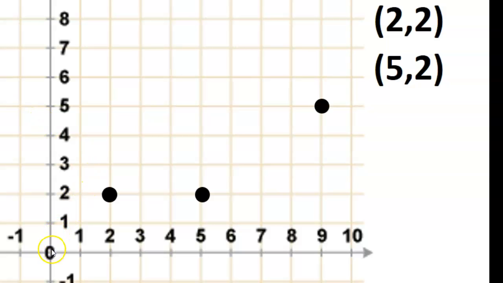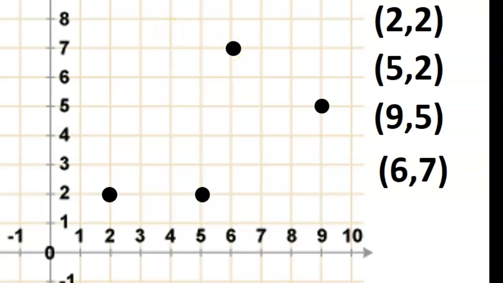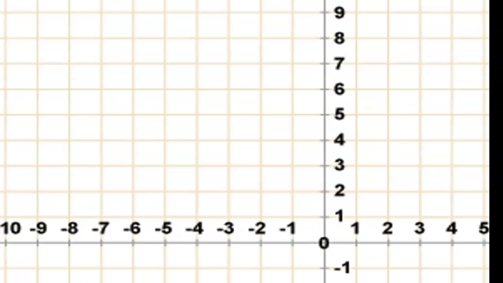From the origin, 9 across and, sorry, 9 across and 5 up. So what coordinates is that? Alright, 9, 5. Next one, from the origin, 6 across and 7 up. So what are the coordinates there? 6, 7. Good. Let's do some more.